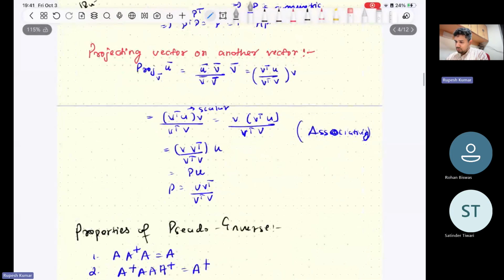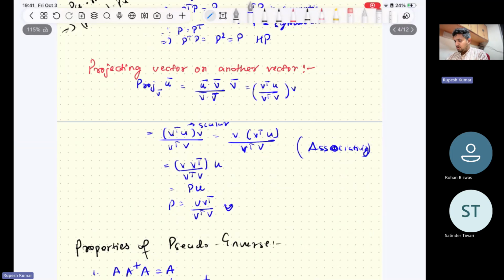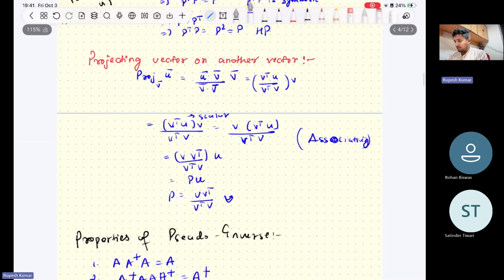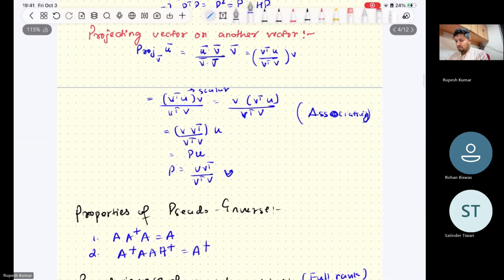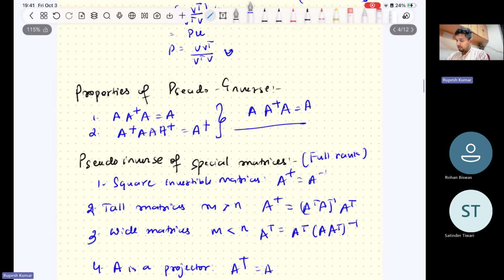So this was it about projections, and you know this simple formula on how to define a projection of a vector on another vector, right? Yes, sir. Fine. Now there are some properties of pseudo inverse, which are pretty straightforward. Essentially, A into pseudo inverse of A into A equals A. And these two properties you can simply verify directly, right?